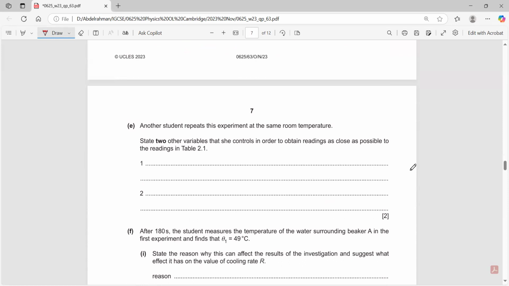Another student repeats this experiment at the same room temperature. State two other variables that she controls. What are two other variables that she controls? She has to control the volume of the water and the initial temperature of the water.